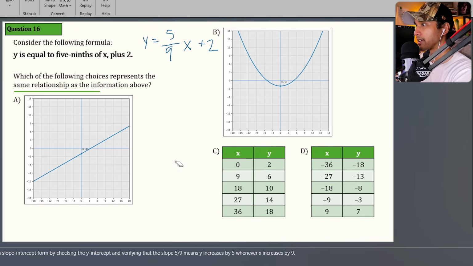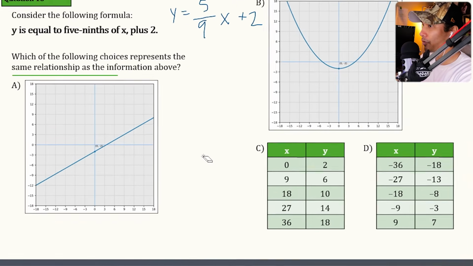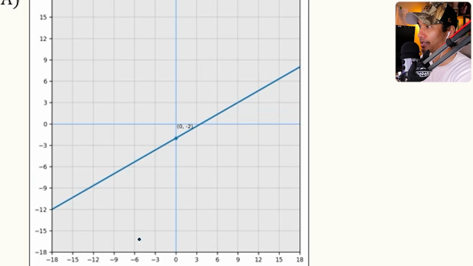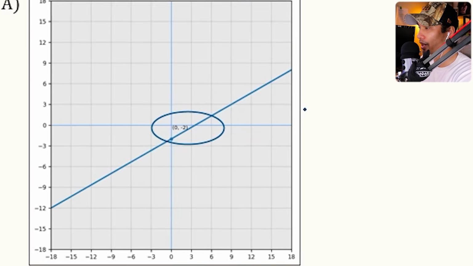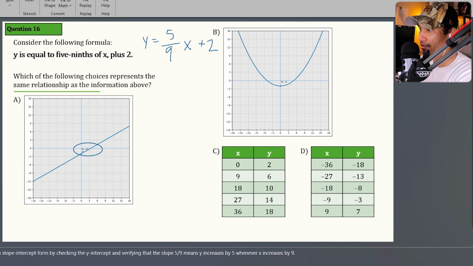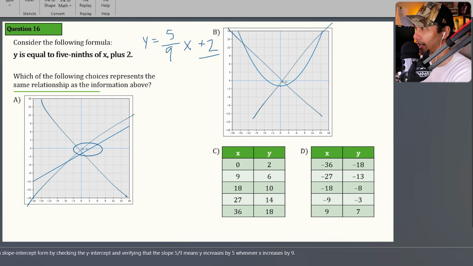line crosses the x-axis. Okay, so for this one, for A, I would see that this is a positive slope, but if we look closely, you're going to have to zoom in. I can't zoom in. But this is (0, -2), which is not our y-intercept, so we could rule out A. B, I put this on here just to make it an obvious wrong answer. This is a parabola, and this is not the right answer.